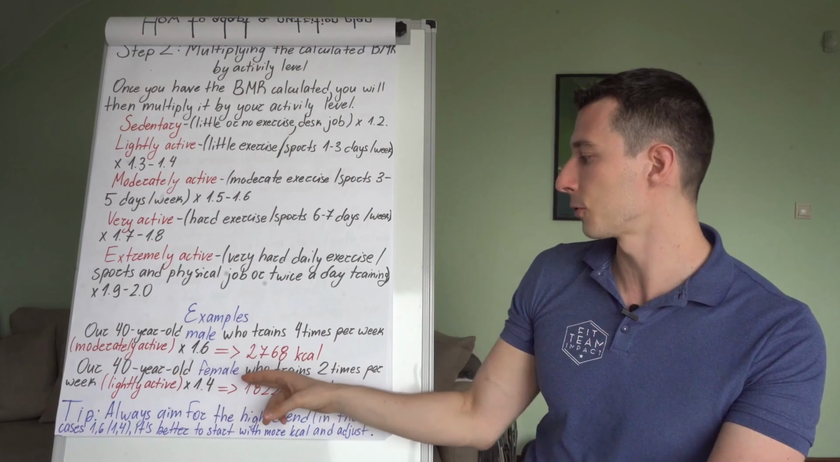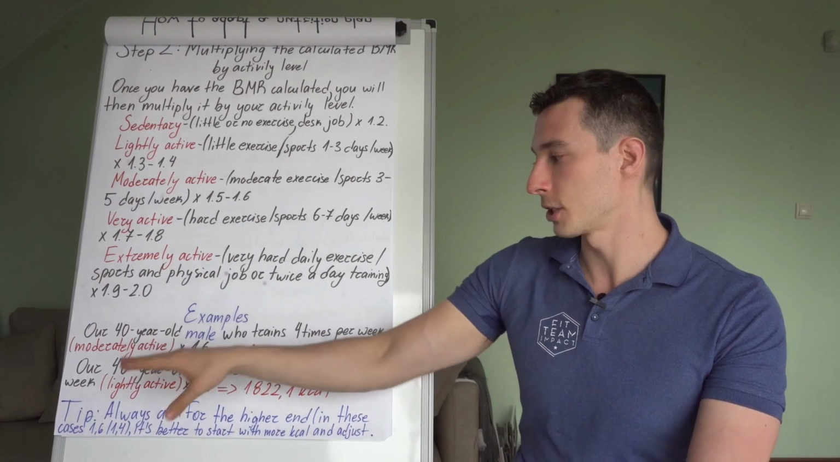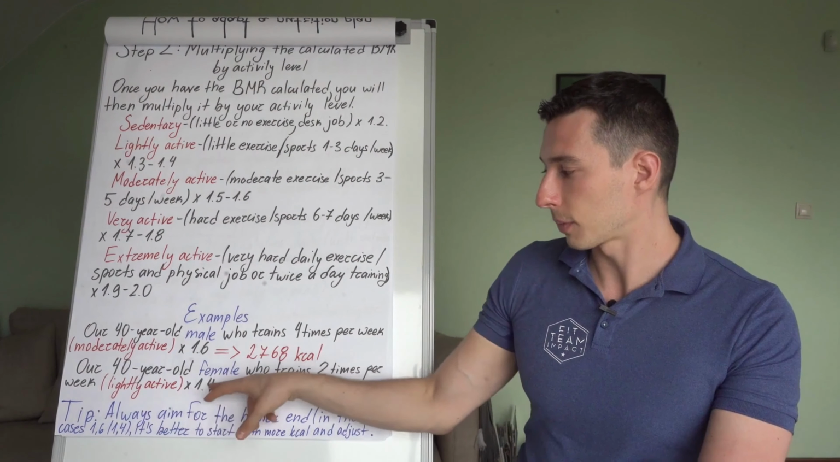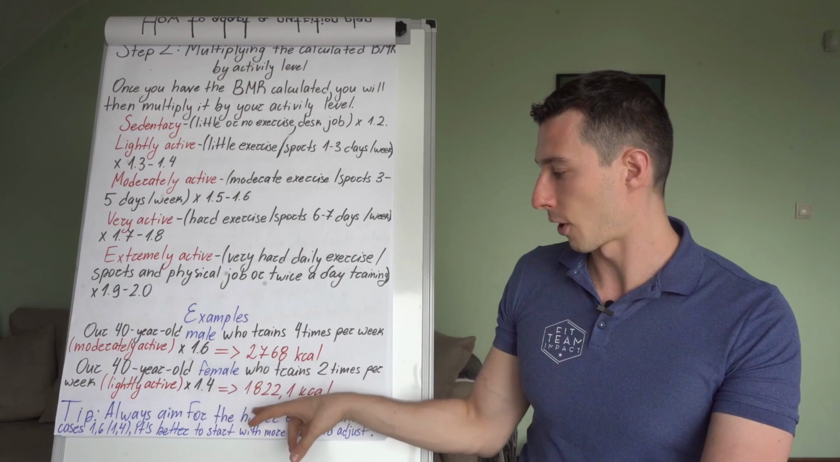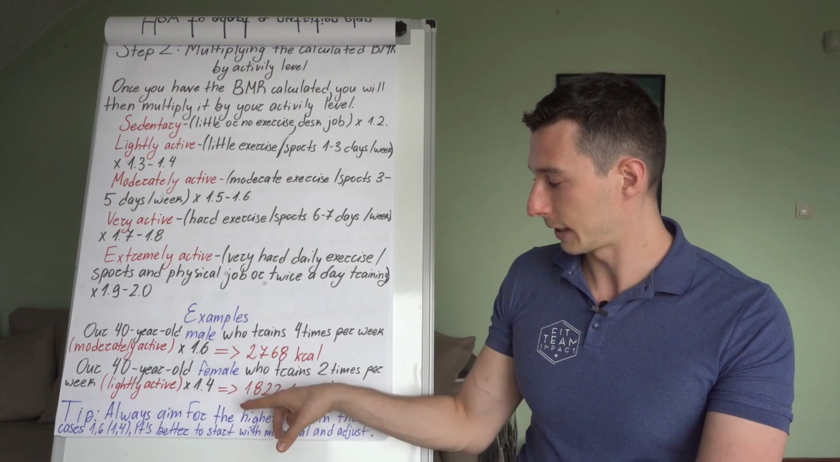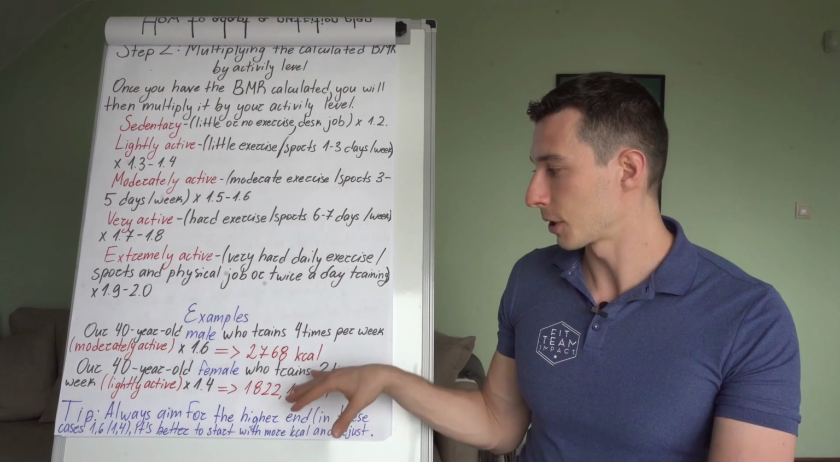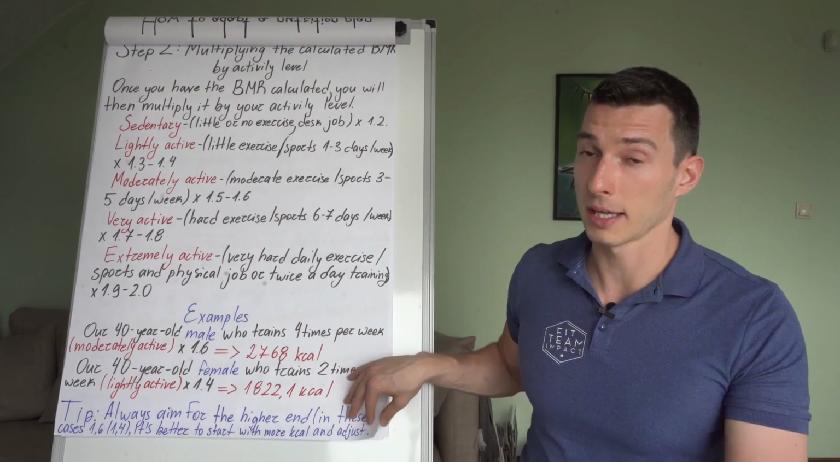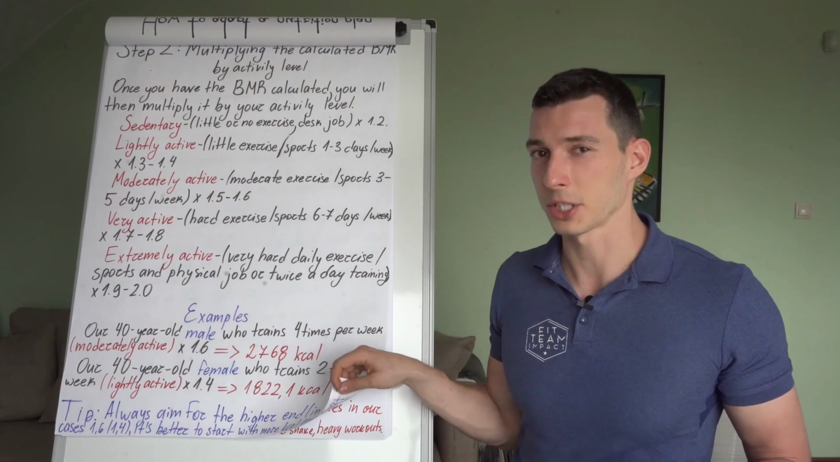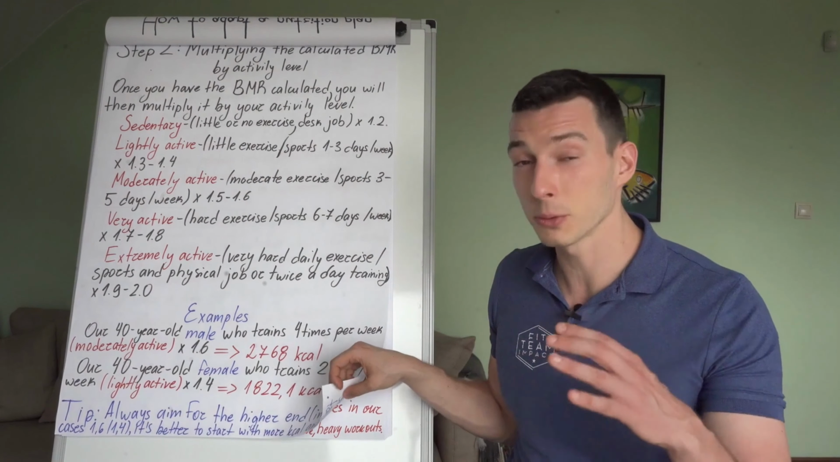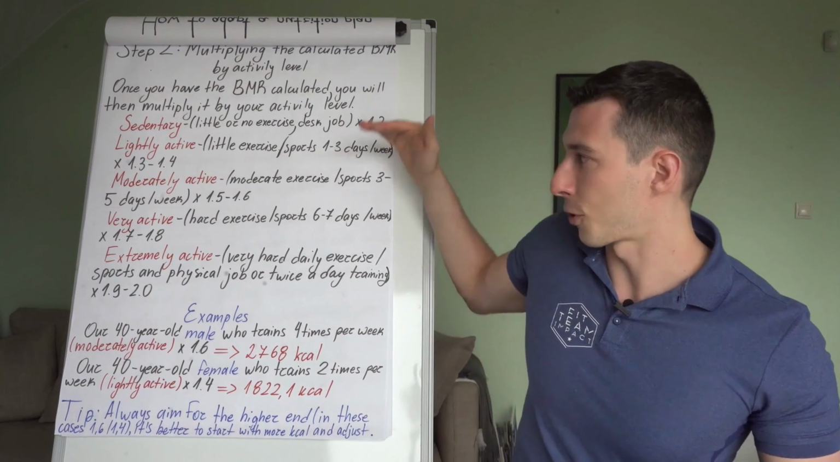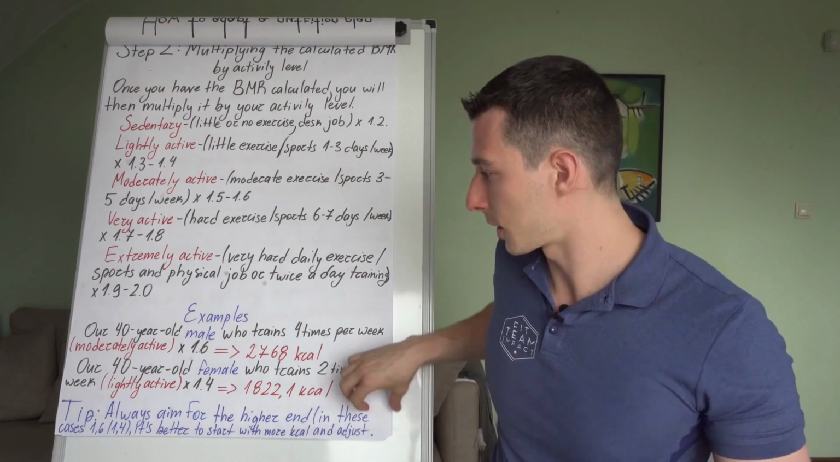Now for our 40-year-old female who trains 2 times per week, she's lightly active. So we're multiplying her BMR by 1.4, and that gives her daily calorie count, which is 1,822 calories. Now you can pause this video, take a screenshot, and make the formula to estimate how many calories your body burns, because this will be the number we want to work with for the rest of the presentation here.